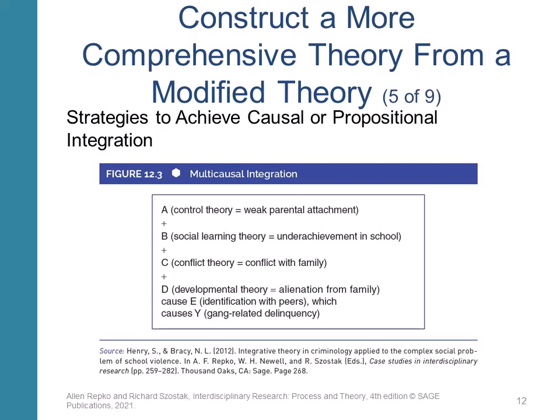To explain school violence, the authors found several relevant theories. Control theory says a weak parental attachment contributes. Social learning theory explains that underachievement in school plays a role. Conflict theory says conflict with family contributes. Developmental theory suggests it's alienation from one's family. Together, these theories highlight the multiple causes of school violence from different angles.